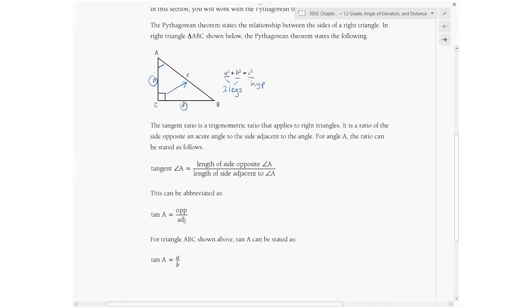So the side opposite A. There are two sides that make up the angle A. There's the side opposite A, so this is opposite, and b here is adjacent. Okay, and we can abbreviate it like this. And again, for the above triangle, it would be a over b.